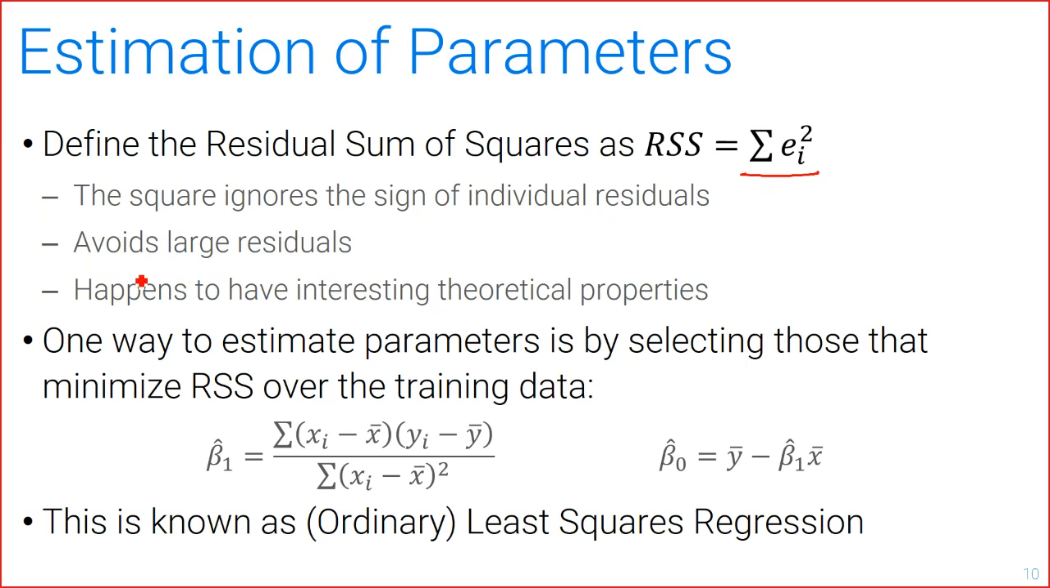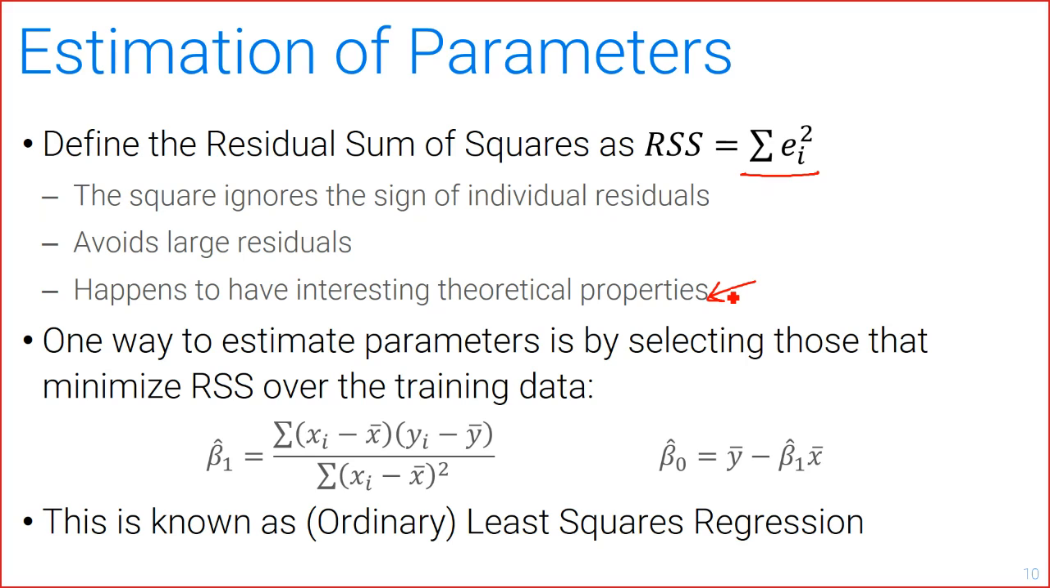And it's also going to magnify large residuals. So if we have a model in which one specific observation has a very large residual, that large residual should be penalized more than others. And as we will see in the next lecture, it just happens to have interesting theoretical properties. We will talk about it in the next lecture.